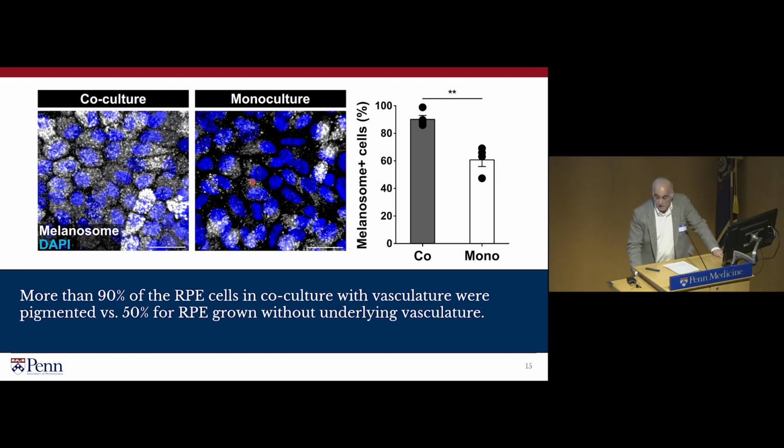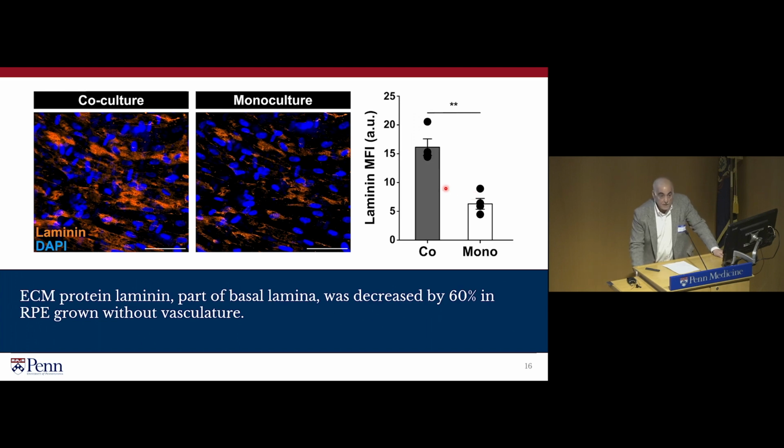Well, it does. Again, these are primary RPE cells. The blue staining is DAPI for nuclei, and you can see that when we stained for melanin, melanosomes, there was an increase in immunofluorescence for the melanin content in the co-culture situation versus the monoculture. It was very significant. Laminin secretion was increased under the co-culture environment versus monoculture. Laminin is a protein secreted by the RPE and deposited into the basal lamina.